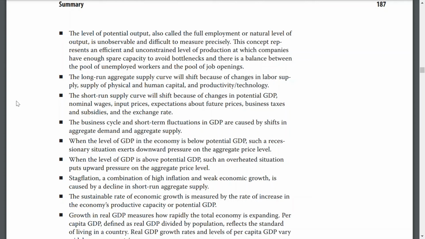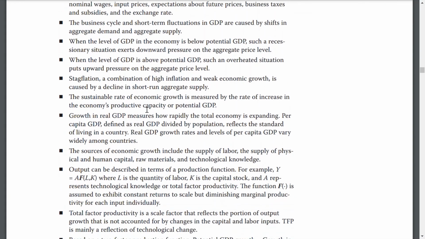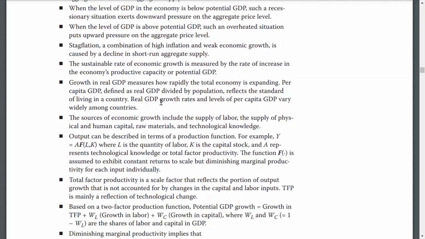When the level of GDP in the economy is below potential GDP, such as in recessionary situations, it exerts downward pressure on the aggregate price level. When the level of GDP is above potential GDP, such as in overheated situations, it puts upward pressure on the aggregate price level. Stagflation, a combination of high inflation and weak economic growth, is caused by a decline in the short-run aggregate supply.